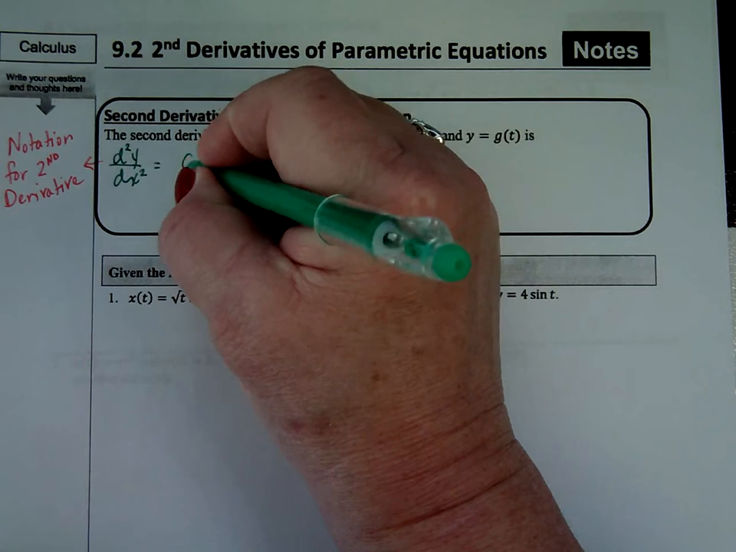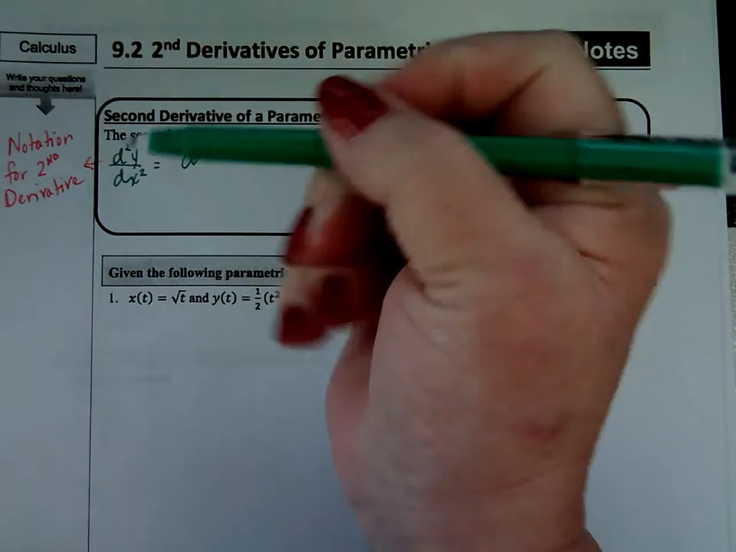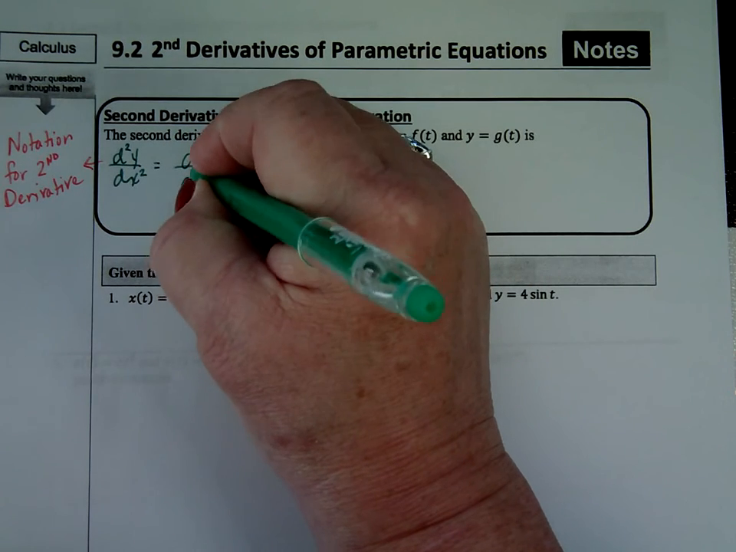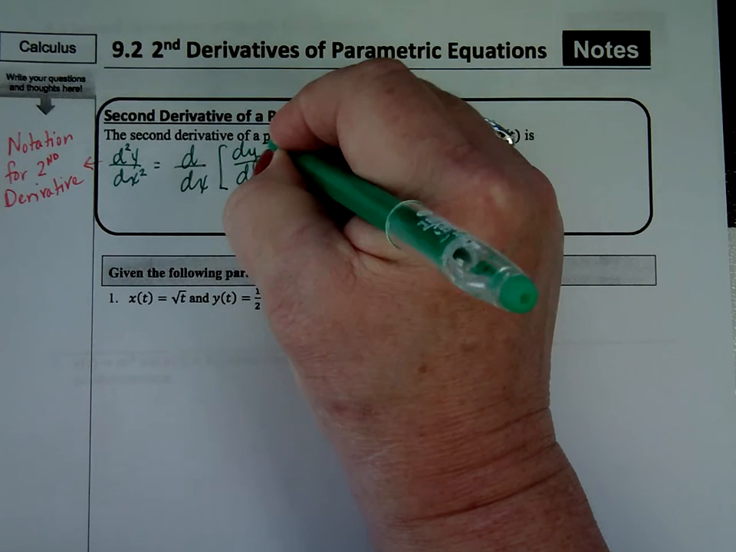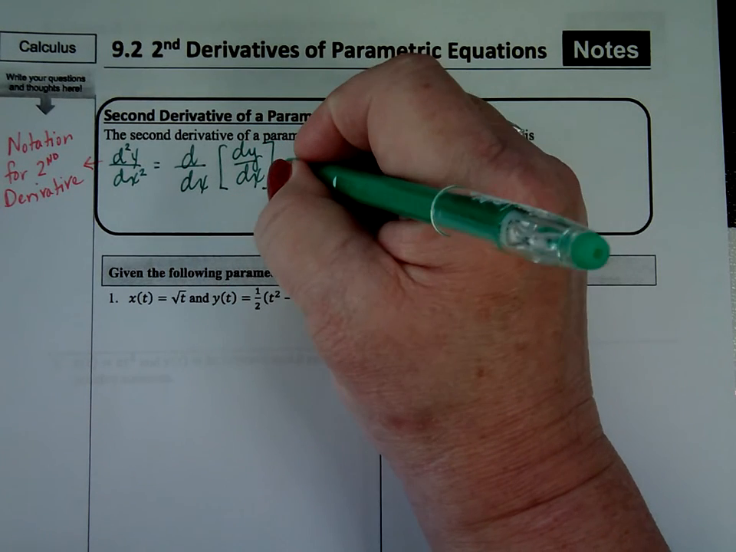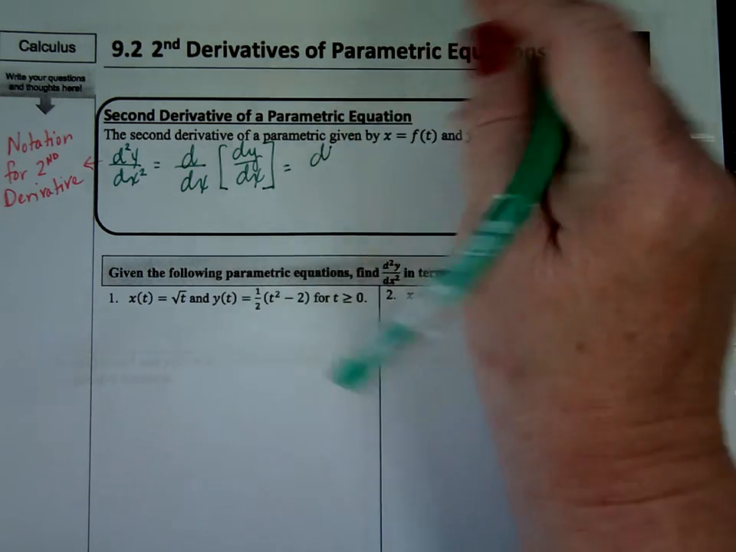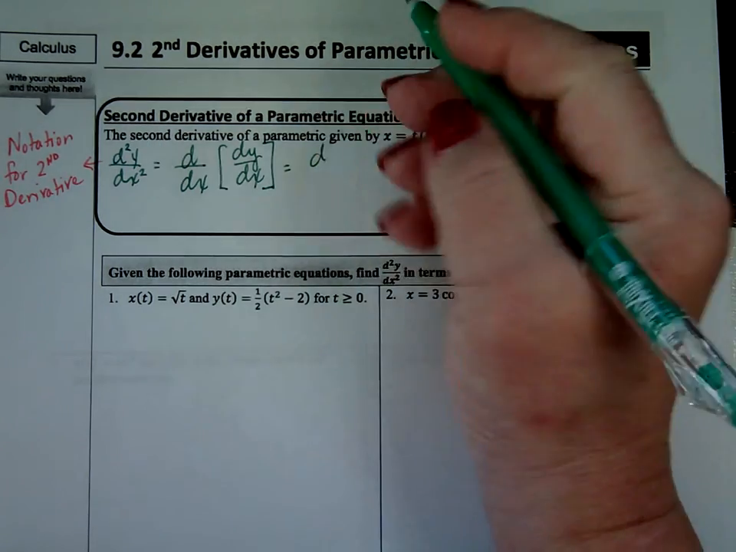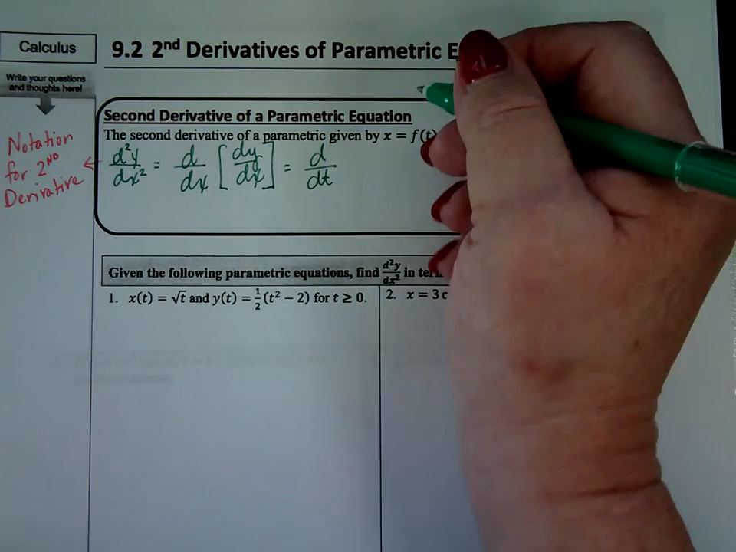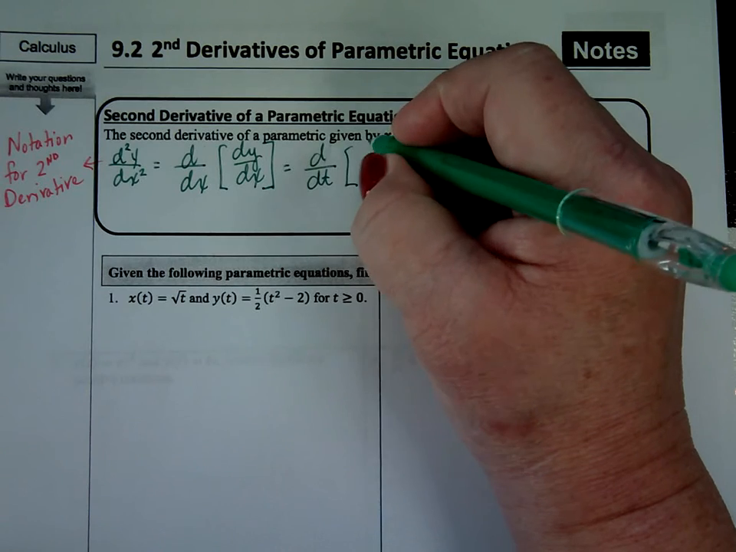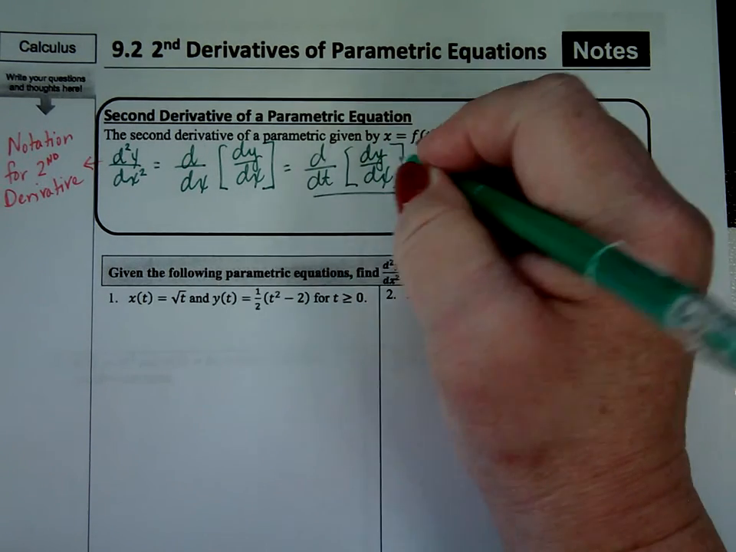It's going to be the derivative of, actually it's just d over dx, if I use the right notation here, d over dx of dy over dx. Which means it is d over dt, because now we're parametric, right? We're not just y's and x's. d over dt, derivative of dy over dx, over dx over dt.